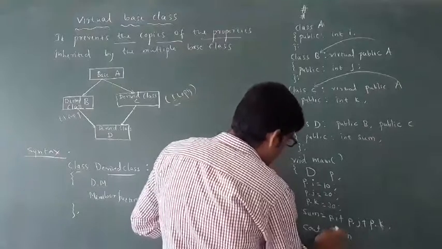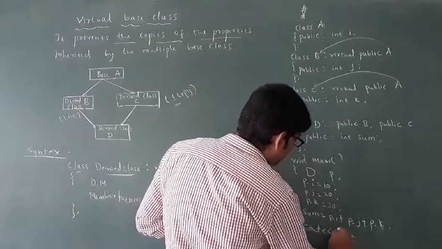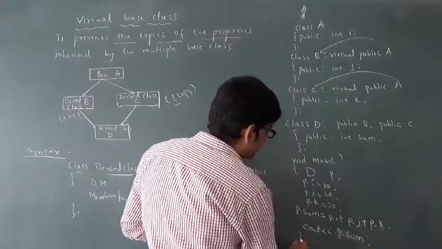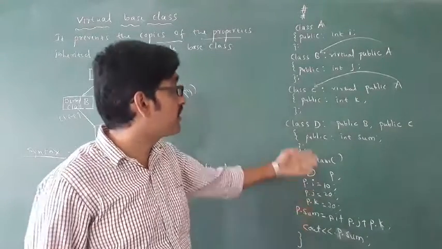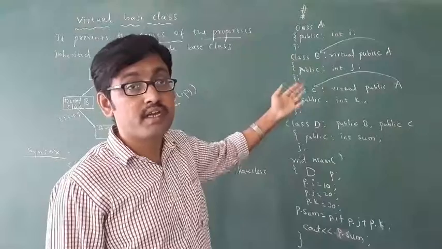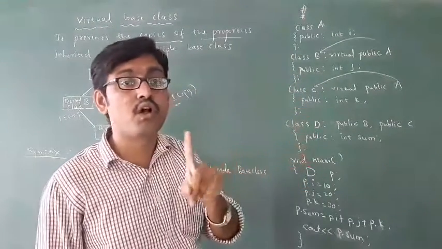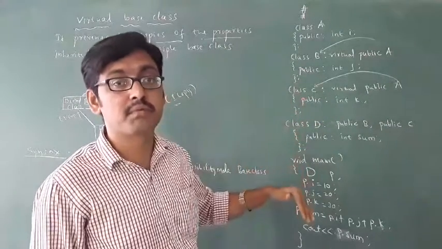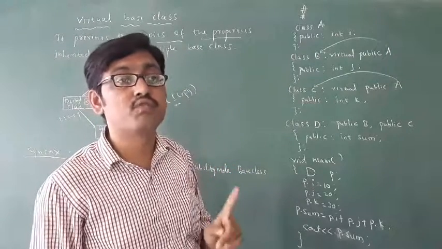Cout p dot sum, then close it. Always you have to use the dot operator, because you already know that to access data members and member functions outside the class, you must and should use the dot operator.